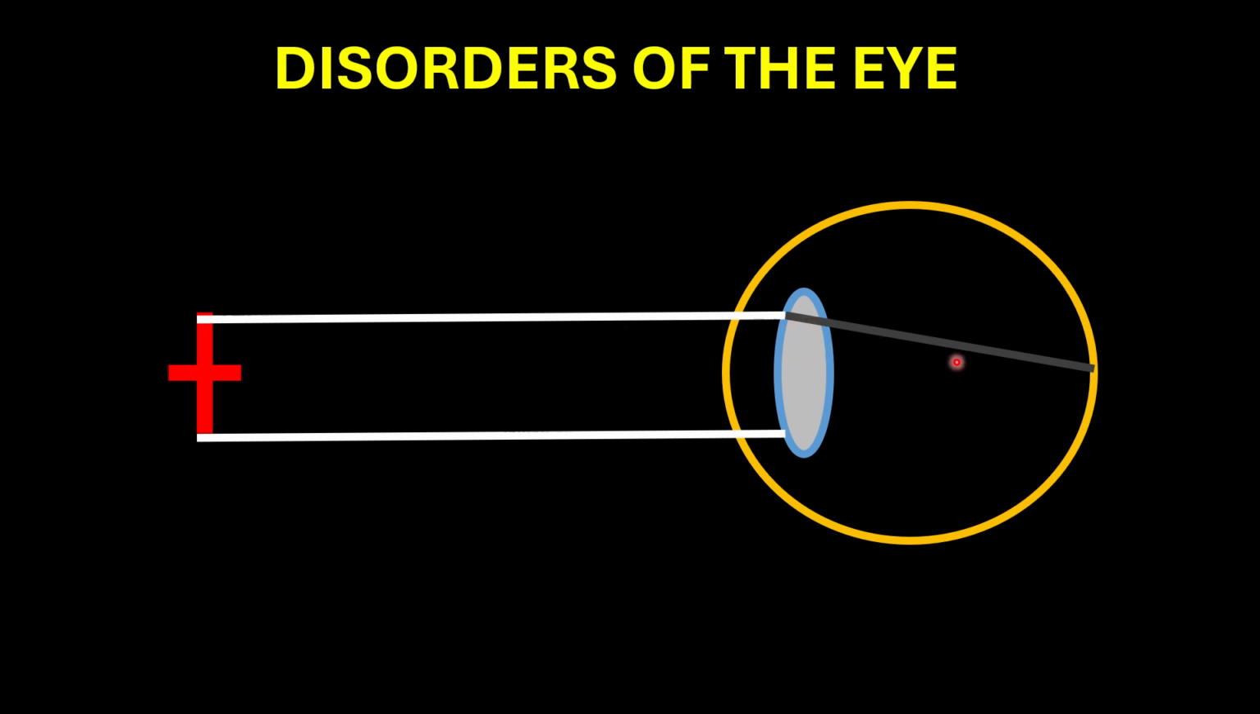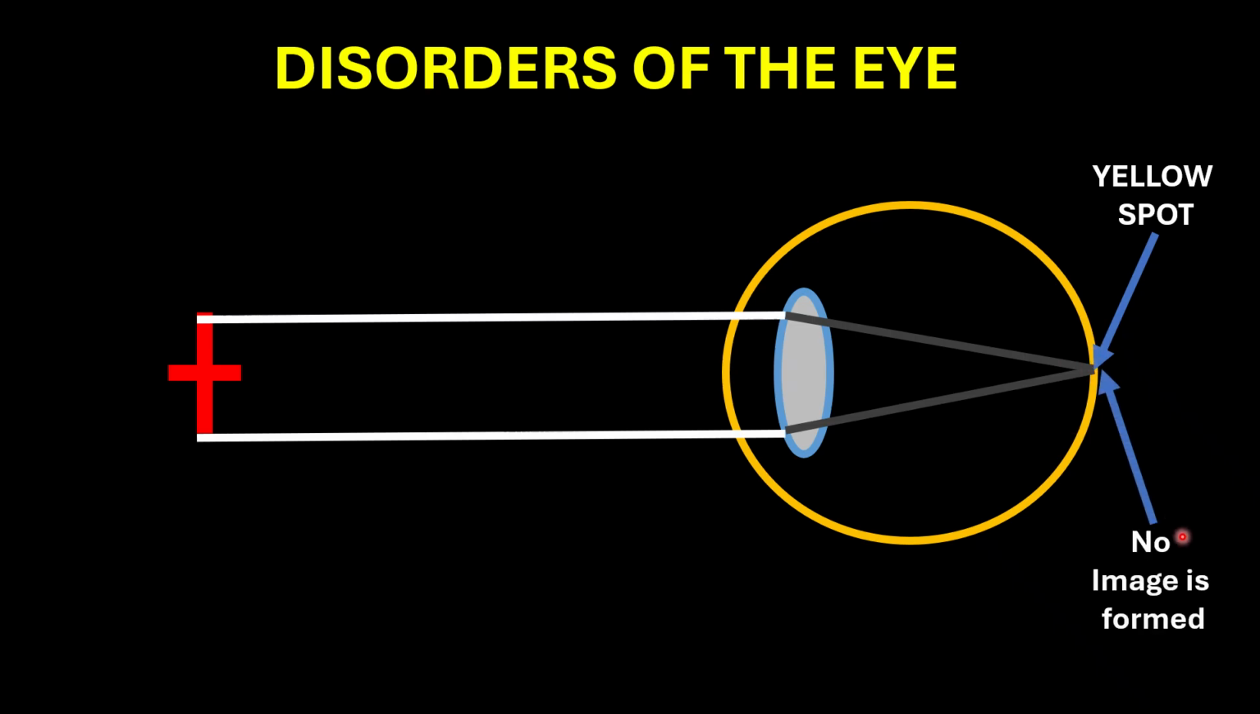This looks like a shadow, and then again we get another shadow. So what is happening? Something wrong is happening here. That is the yellow spot where the clearest image is supposed to have formed. But then what happened? Yes, here, this is what happened. No image is formed here. And the reason is what? We need to find out what the main reason is.